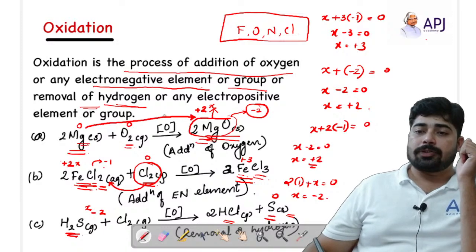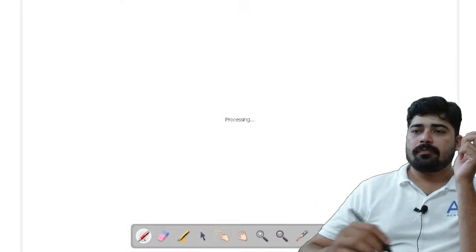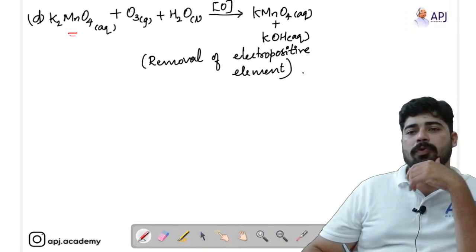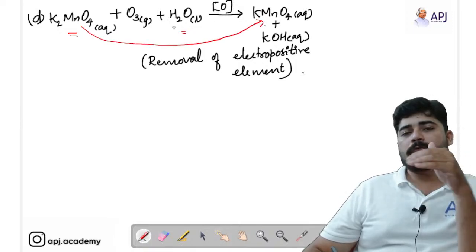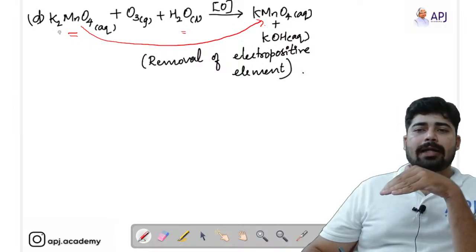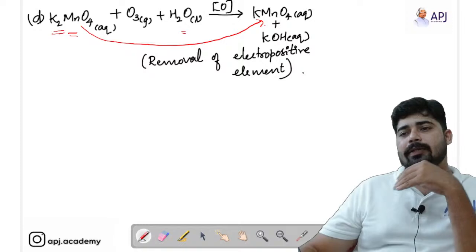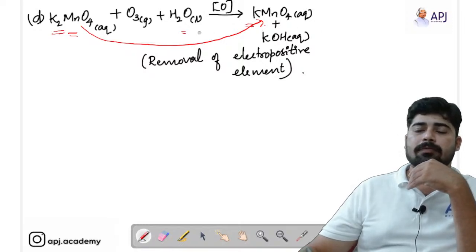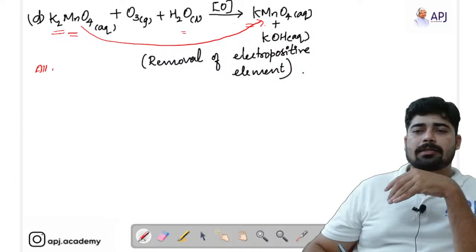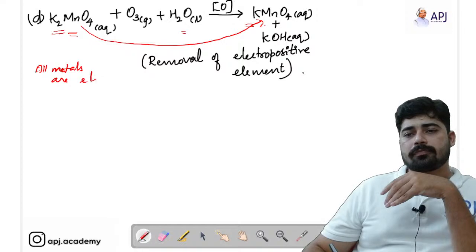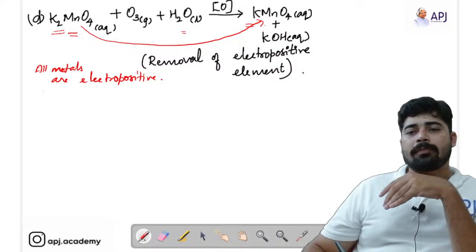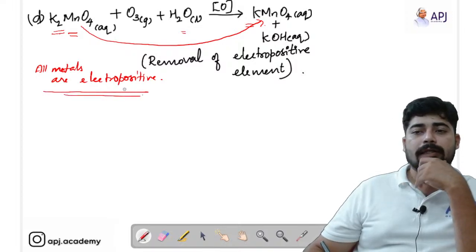And let's check one more example. Here you can see K2MnO4, O3, H2O, and the product formed here is KMnO4. So what is the difference between K2MnO4 and KMnO4? Here there are 2 atoms of potassium. Here there is only 1 atom of potassium. All the metals are electropositive in nature, since they release electrons.